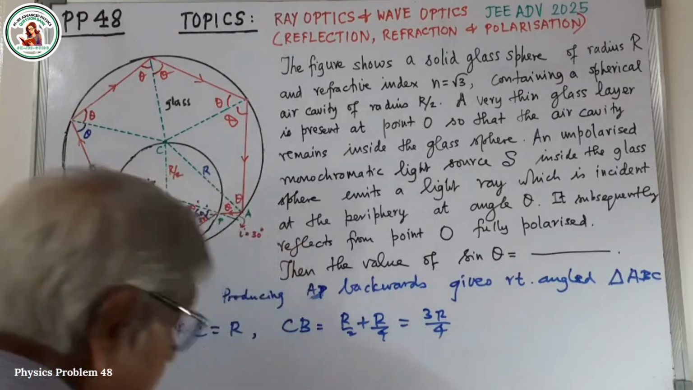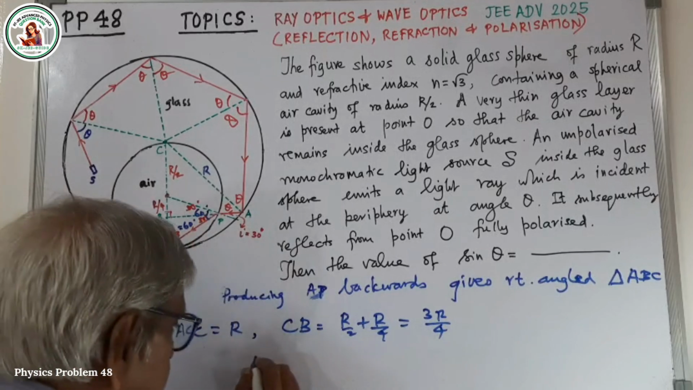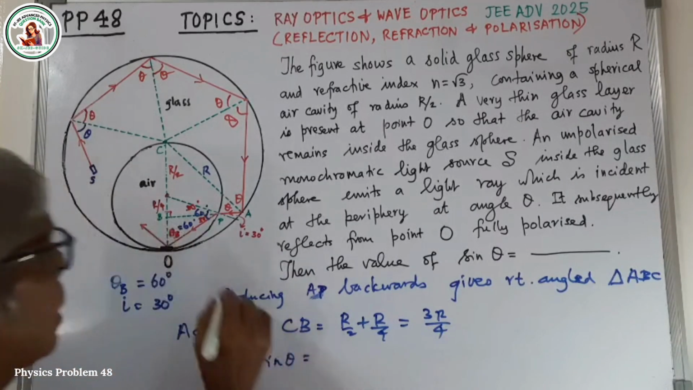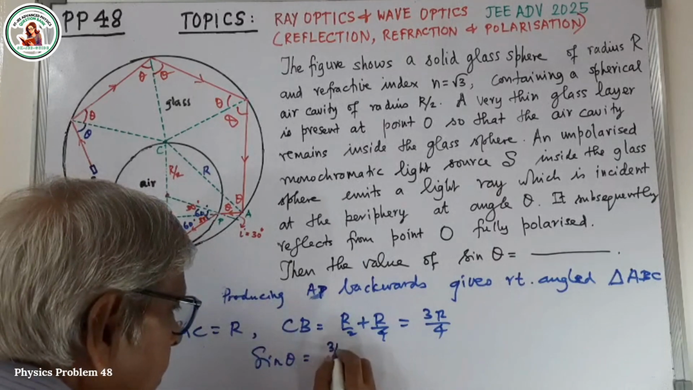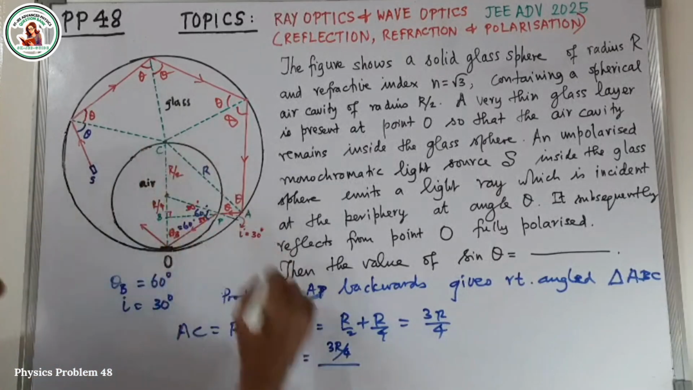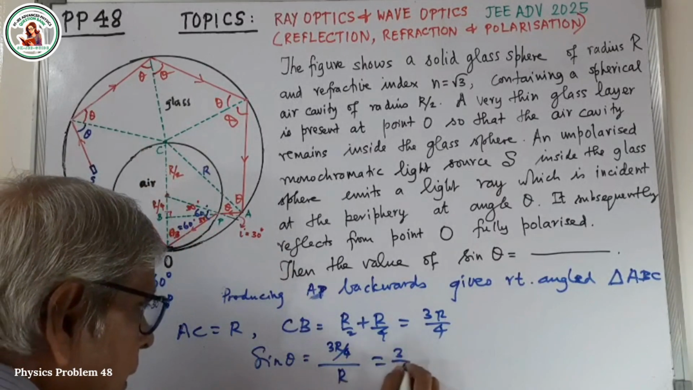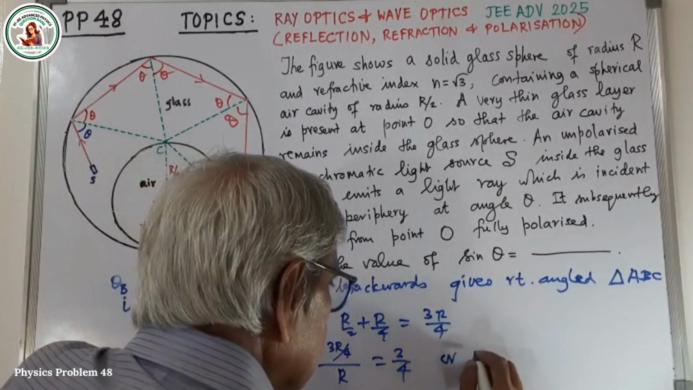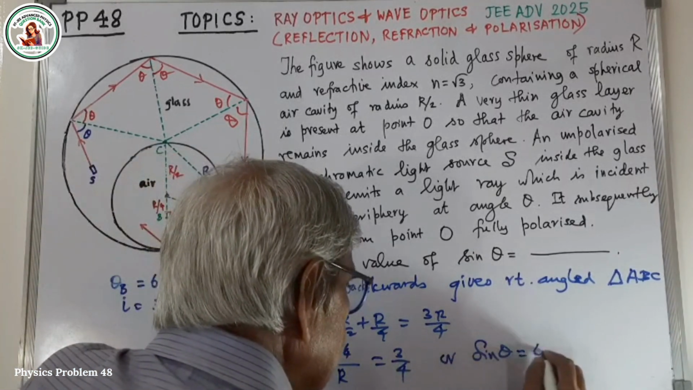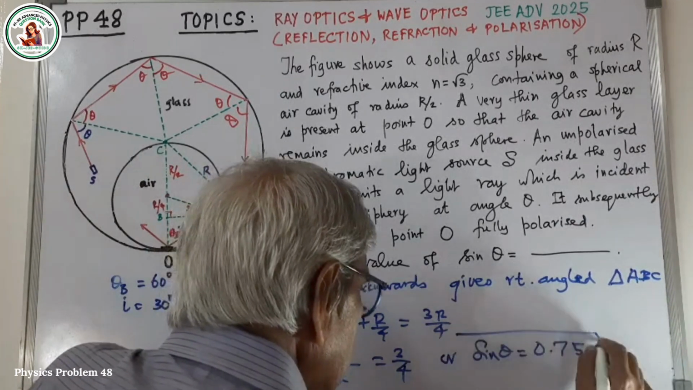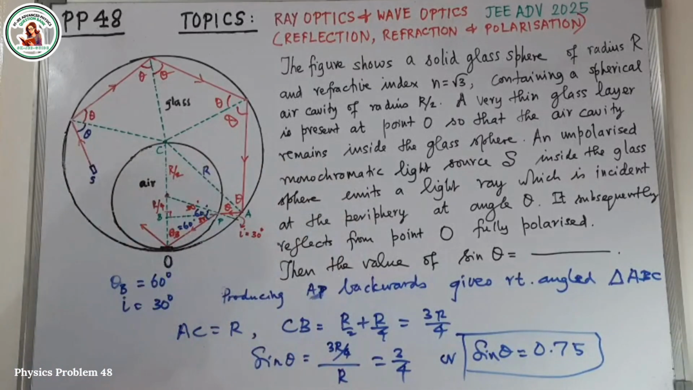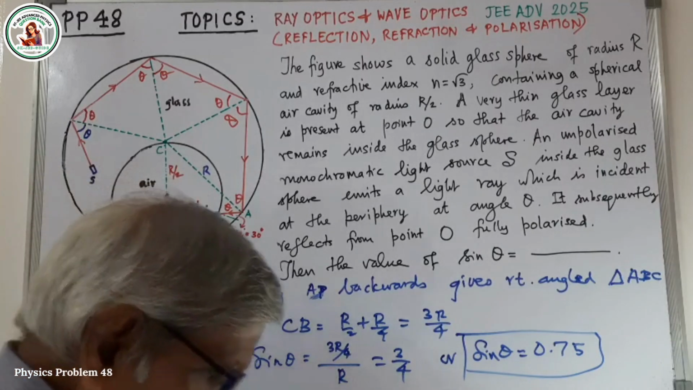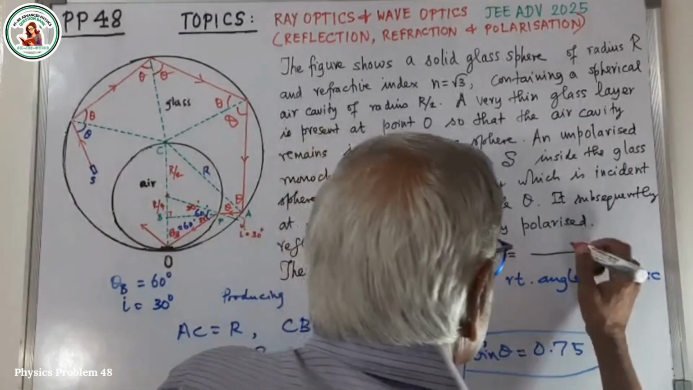So sine theta is equal to the opposite side 3r by 4 over the hypotenuse r, giving us 3 by 4 as the required answer. Sine theta is equal to 0.75, because on the answer sheet you have to mark the answer in 2 decimal places. So the answer to the question turns out to be 0.75.